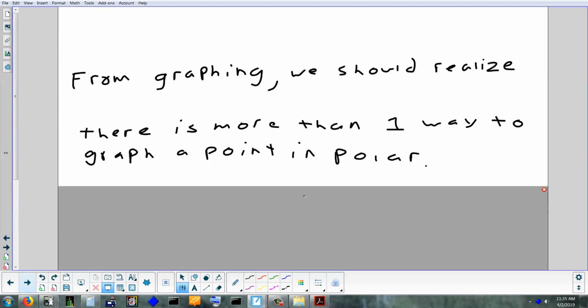No. Like if I had this, and I want to get to that point, there is only one coordinate that gets you to that spot, (2, 1). It's not like you say, well, it could be (2, 1), or it could be (1, -2). No. (2, 1) is the only way to get there. So that's a big difference between polar and rectangular.